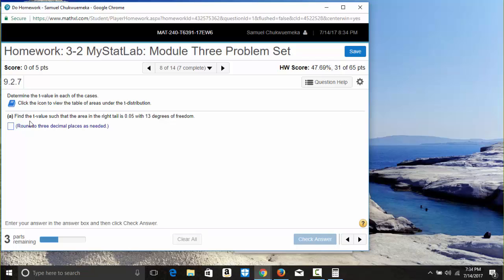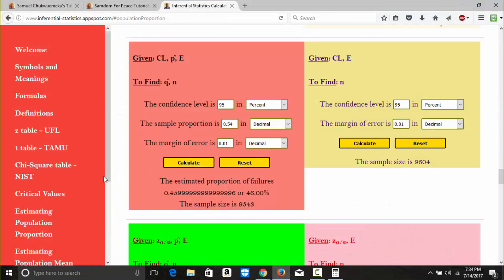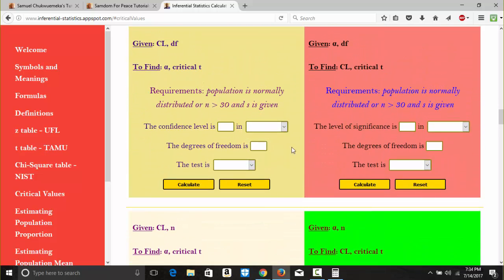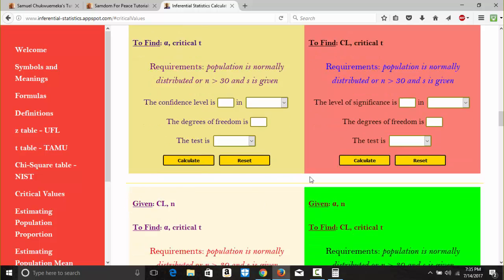When they said the t-value such that the area in the right tail is 0.05 with 13 degrees of freedom, when they say something like this, it means alpha, alpha to the right. Alpha over 2 in the right tail. That's what it means, the level of significance or the significance level. So you just come here, go to critical values, and we're going to look for critical T. We have 4 calculators for it.